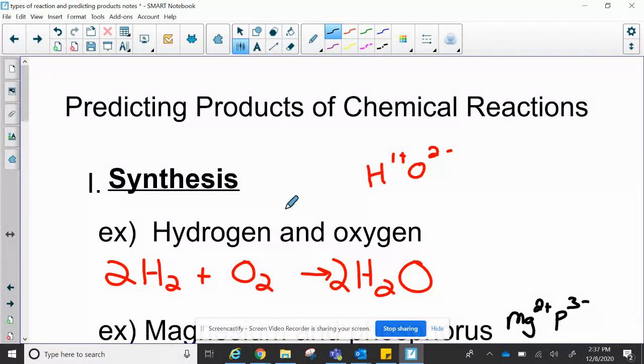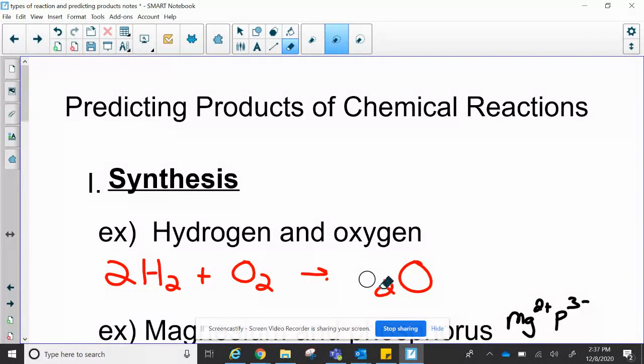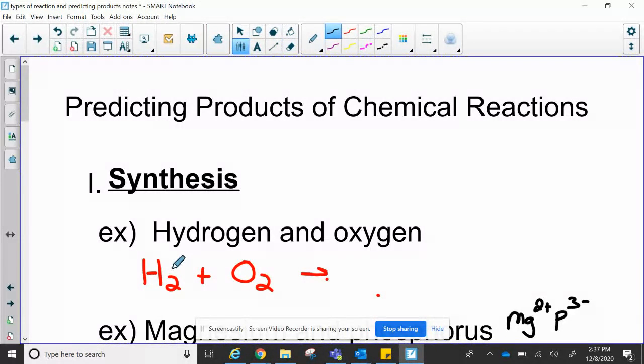So first I want to go through synthesis equations with you guys, predicting the products of a synthesis reaction. So let's say I start with hydrogen and oxygen, okay? We know that hydrogen and oxygen are both diatomics. So to write hydrogen, we write H2 plus O2, okay? Now, we need to figure out what type of reaction this is. Obviously, it's going to be a synthesis reaction because we have two different elements to start with.